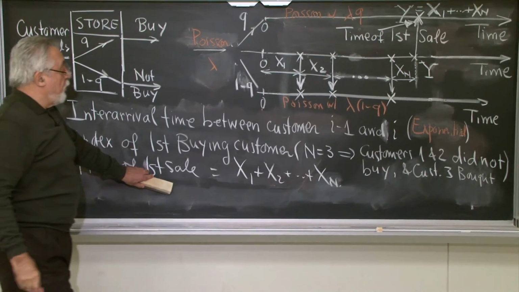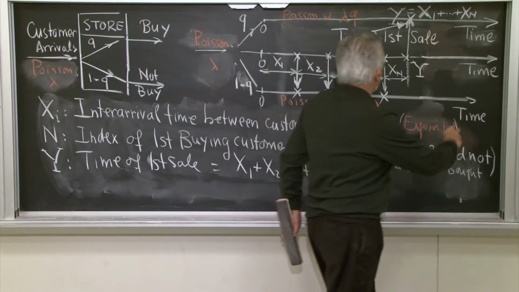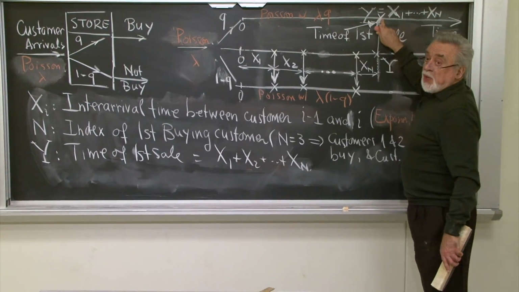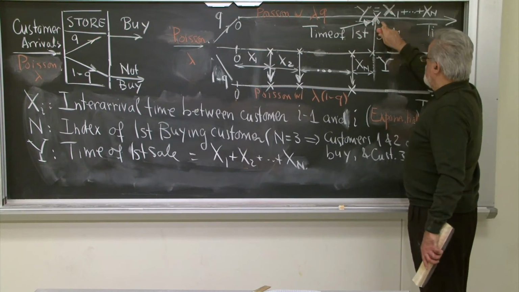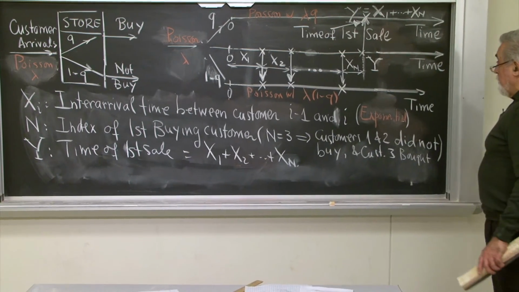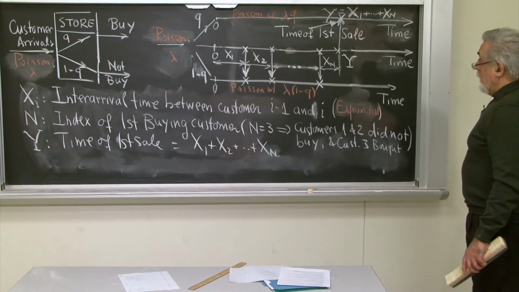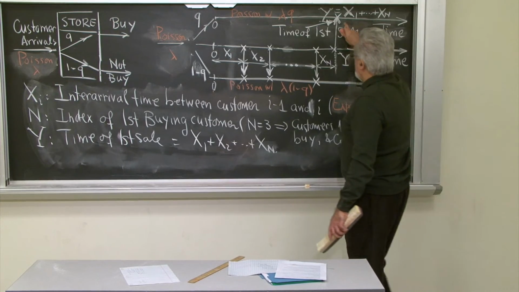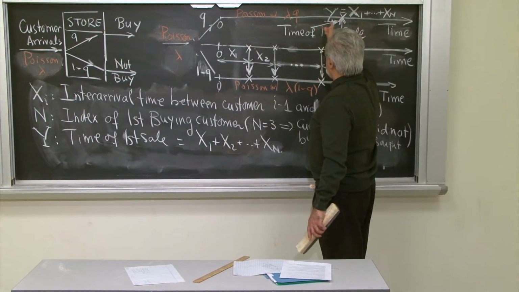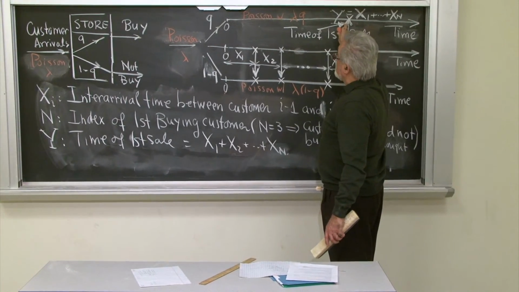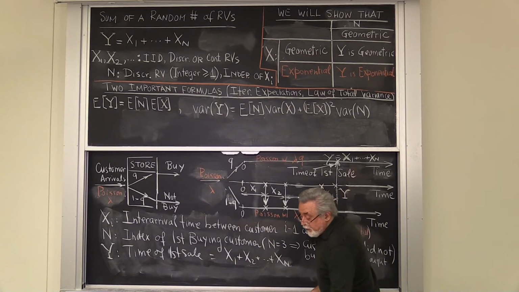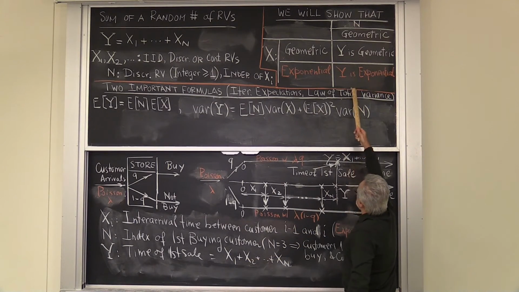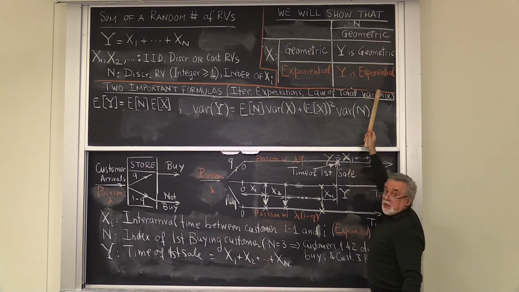Y is the time of the first sale and corresponds to the time of first arrival in the top process of customers that buy. We know that in the Poisson process, the time to get the first arrival is exponentially distributed, and therefore this shows this result that Y is exponentially distributed.